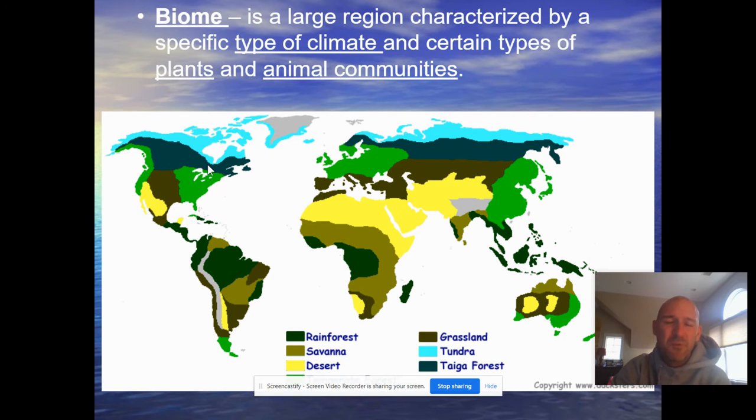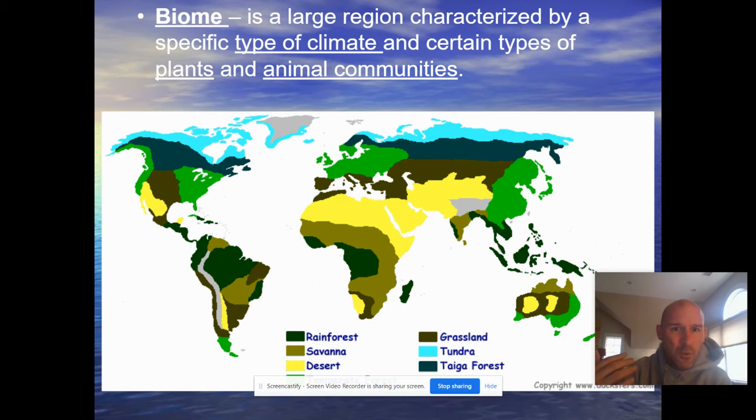Taiga is like a coniferous forest. You think of northern Vermont or Maine, or think of Canada with a lot of conifer trees, a lot of pine trees, bear, elk, organisms like that. And then you have your temperate deciduous forest, which is right here, which is what we live in, right? Deciduous trees are trees that lose their leaves in the fall, maple trees, oak trees, and so forth. So there are a number of different biomes.